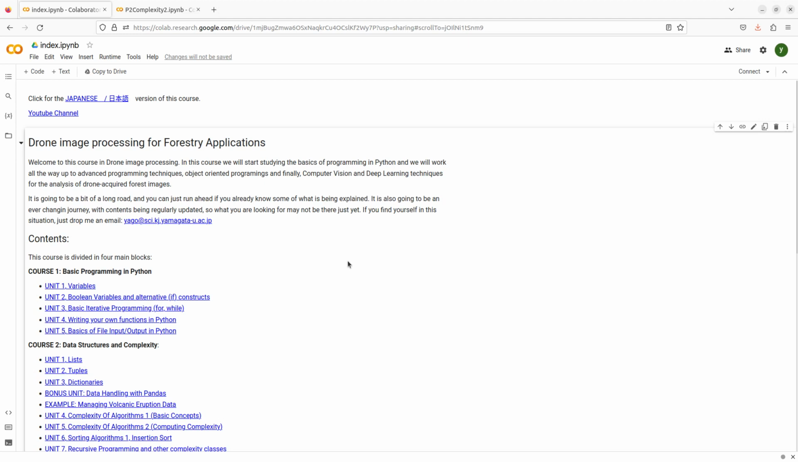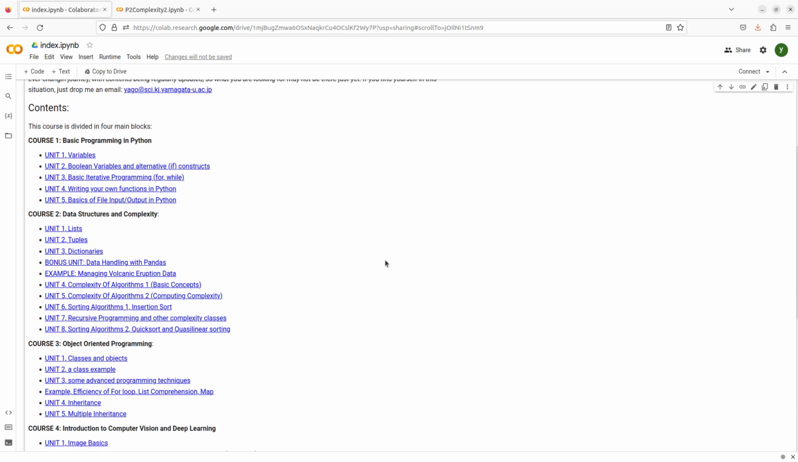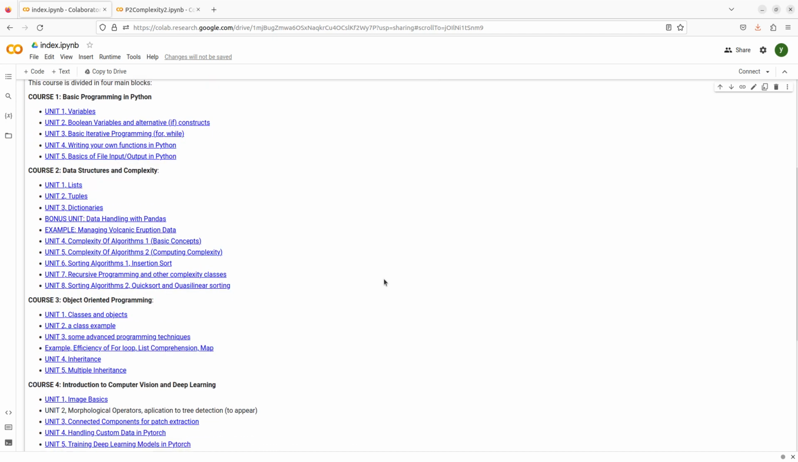As you know, this is a part of a wider group of courses that aims at teaching from very basic Python programming to the analysis of drone acquired images using computer vision and deep learning. And at this point, we are in the second part of our second course in data structures and complexity. And of course, the second part is the complexity part.